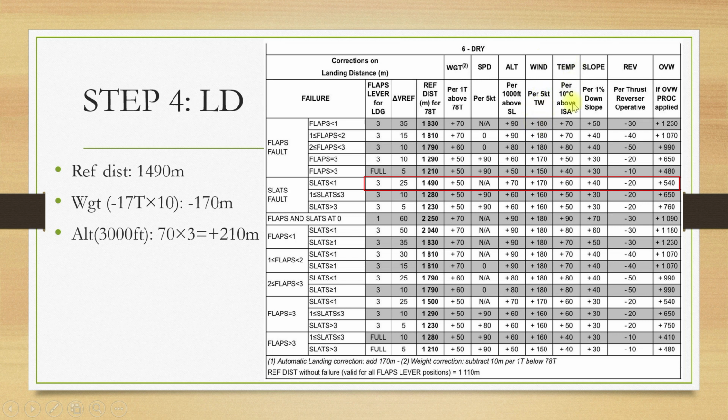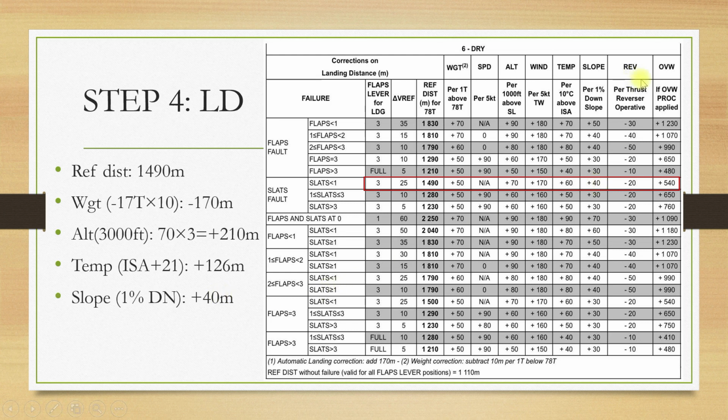Then comes the temperature correction. Per 10 degrees centigrade above ISA, add 60 meters. Now at 3000 feet of pressure altitude, as per the ISA, the temperature should have been 15 minus 6, which is 9 degrees centigrade. But our outside air temperature is 30 degrees, which is 21 degrees higher than the ISA. So for 10 degrees it is 60. So for 21 it will be 6 into 21, which comes out to be 126 meters. Simple maths. Then the next correction is the slope correction. Per 1% downslope, add 40 meters. In our example, we are having 1% downslope, so we'll add 40 meters.